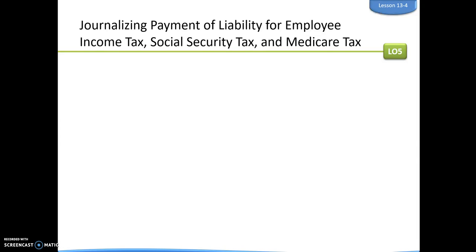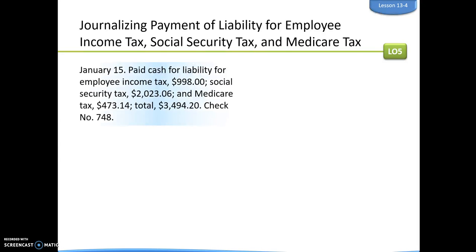Journalizing payment of liability for employee income tax, Social Security tax, and Medicare tax. January 15th, paid cash for liability for employee income tax, $998, Social Security tax, $2,023.06, and Medicare tax, $473.14. Total, $3,494.20. Check number 748.